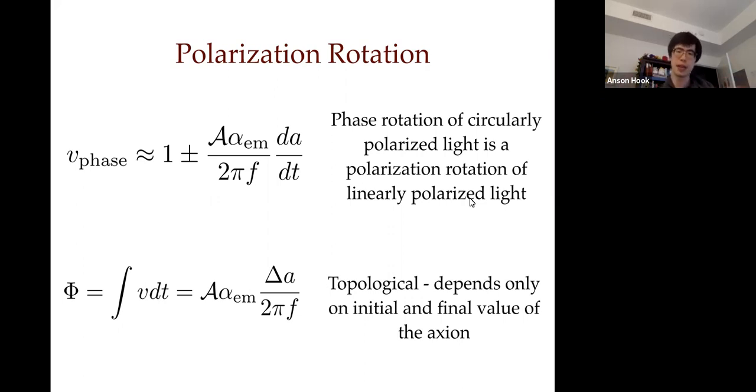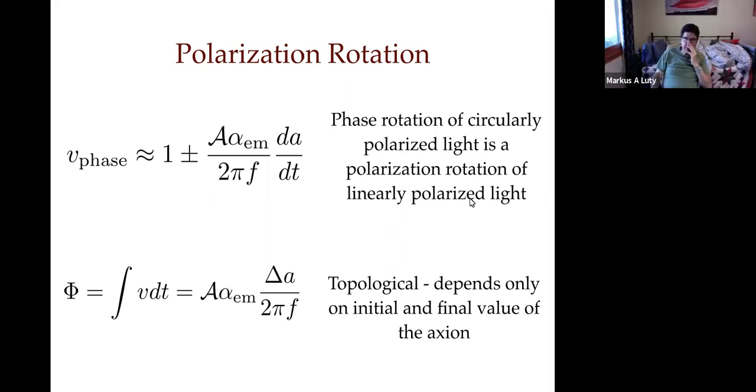It's a short calculation, you can show that a phase rotation of circularly polarized light is a polarization rotation of linearly polarized light. So in other words, instead of being polarized purely in the x direction, it gets rotated a little bit to the y direction as well. So that's going to be the effect I'm going to be talking about from now on, just how linearly polarized light has its plane of polarization changed a little bit.